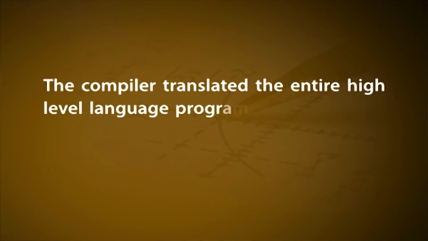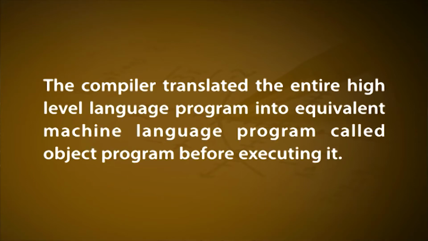The interpreter translates the program written in a high-level language into machine language at the time of executing that program, instruction by instruction. Therefore, no object code is saved for future use. While using an interpreter, the translation and execution process alternate. The compiler translates the entire high-level language program into an equivalent machine language program called the object program before executing it. These object codes will be saved permanently. Hence, the programs can be executed without compiling in the future.